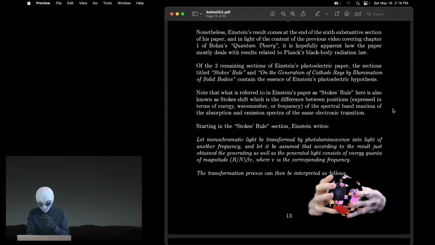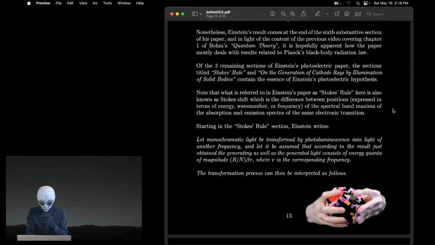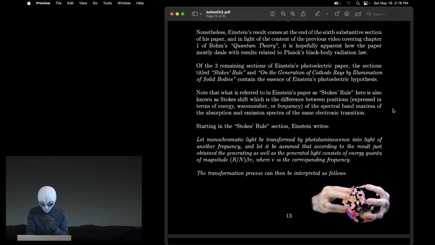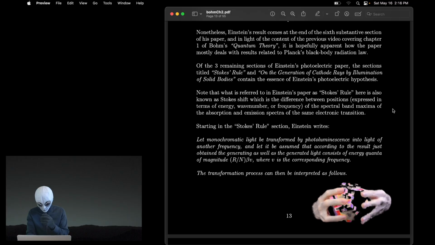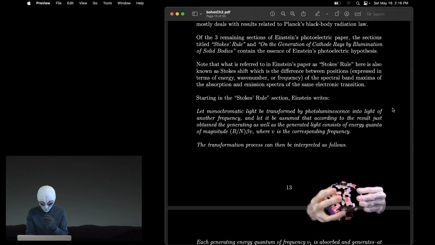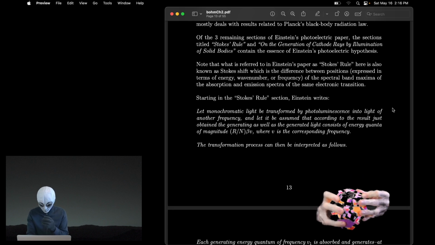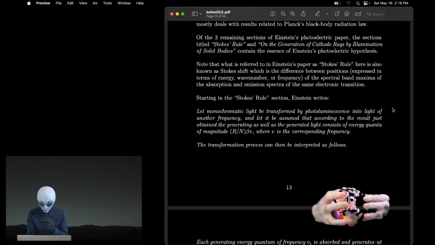Of the 3 remaining sections of Einstein's photoelectric paper, the sections titled Stokes' Rule and On the Generation of Cathode Rays by Illumination of Solid Bodies contain the essence of Einstein's photoelectric hypothesis. Note that what is referred to in Einstein's paper as Stokes' Rule here is also known as Stokes' shift, which is the difference between positions expressed in terms of energy, wave number, or frequency of the spectral band maxima of the absorption and emission spectra of the same electronic transition.